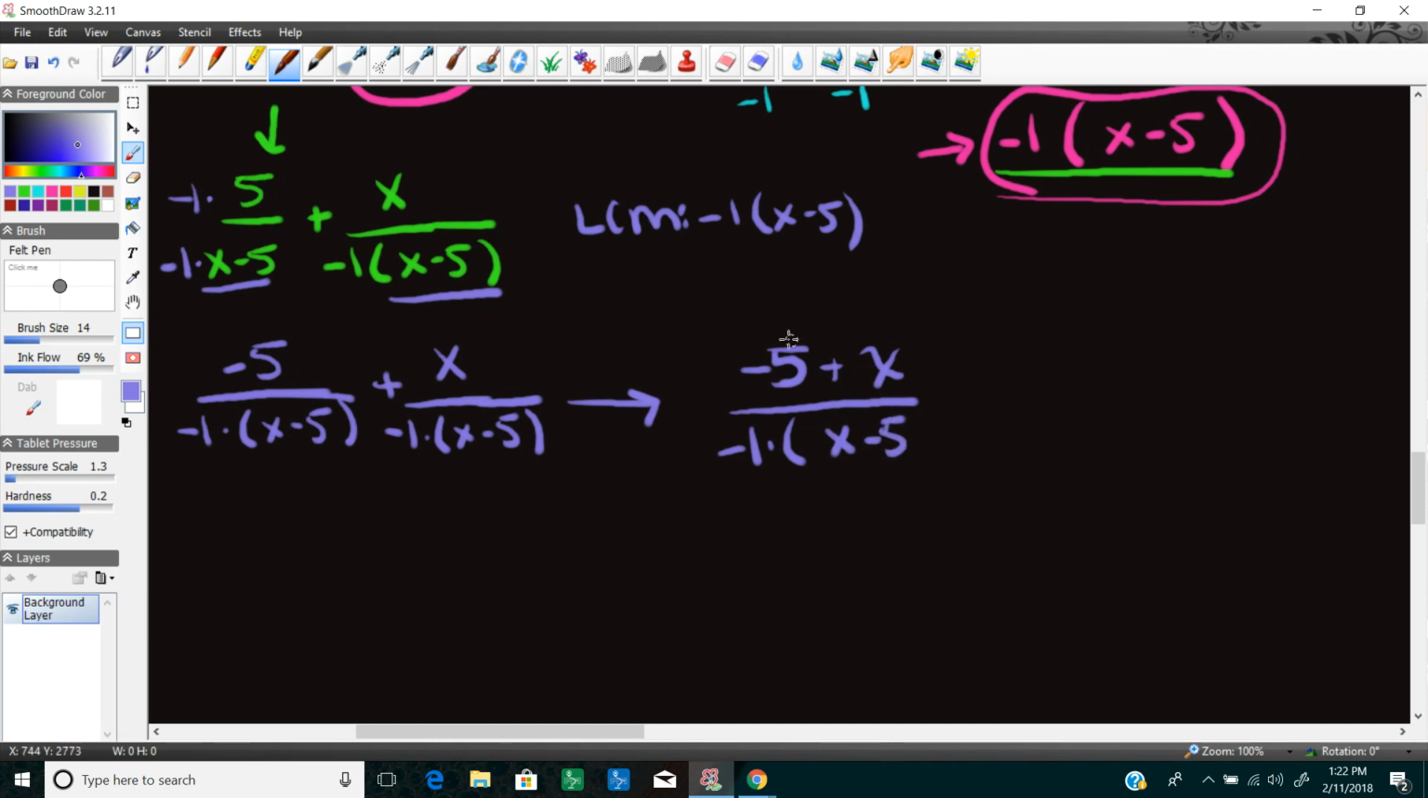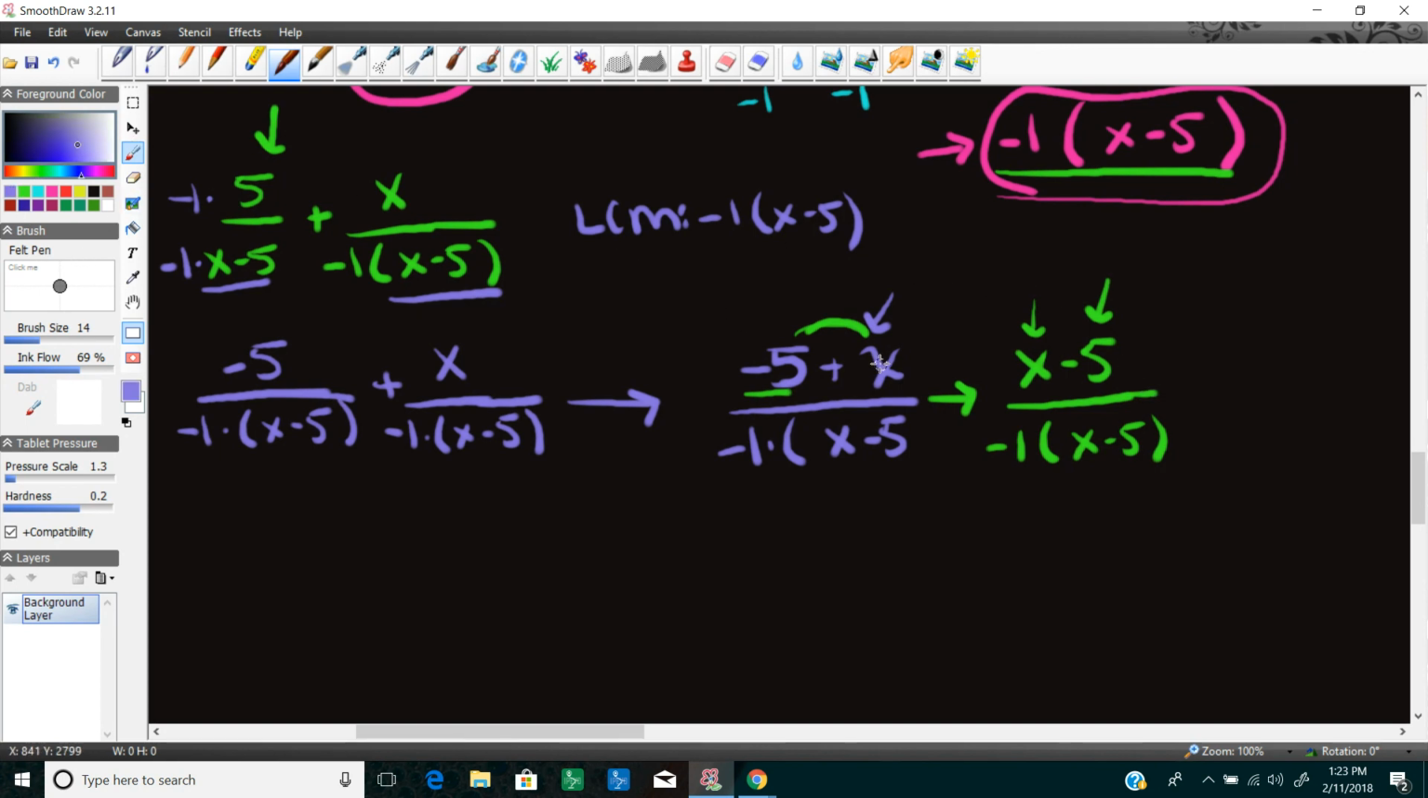And if you notice, we have a similar situation right here where we can probably move this around. So I'm going to do the same thing I did before, and I'm going to rearrange. So I have x minus 5. Remember, this right here is this one, and the x is this one. All I did is switch them. So x minus 5 over -1 times x minus 5.